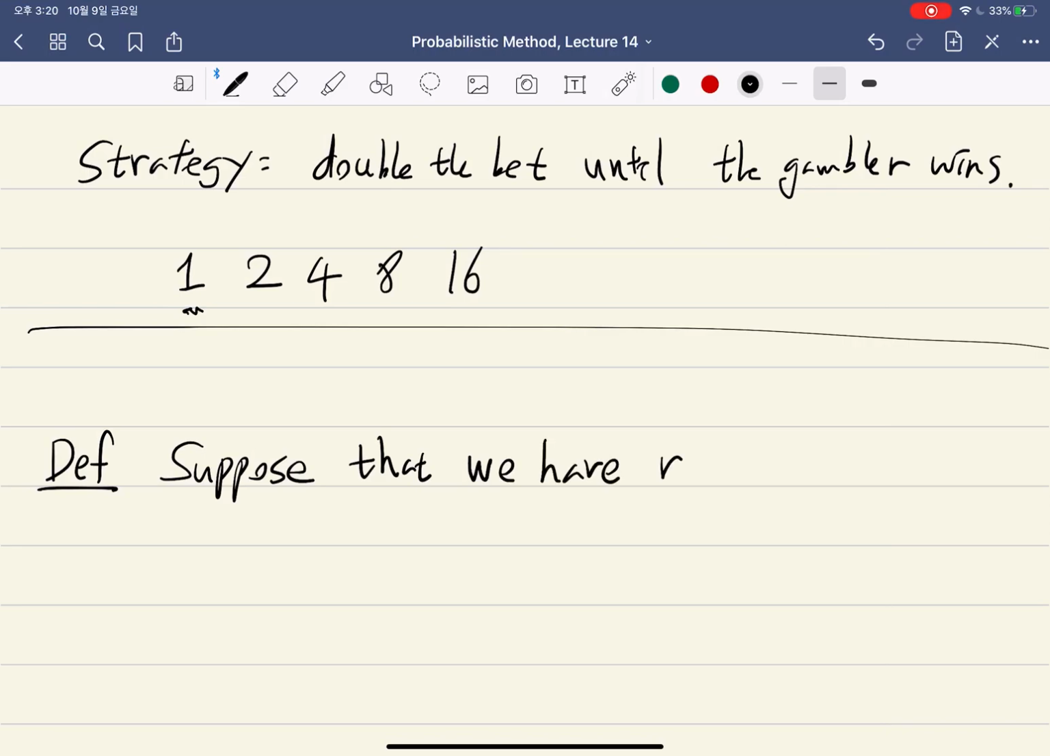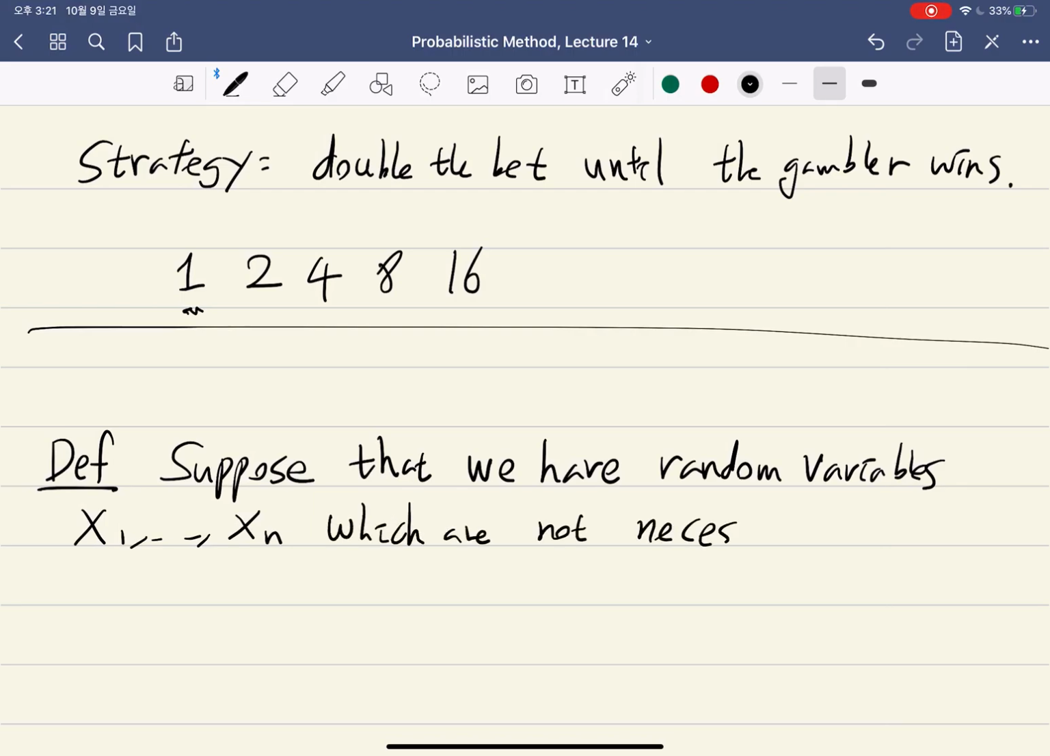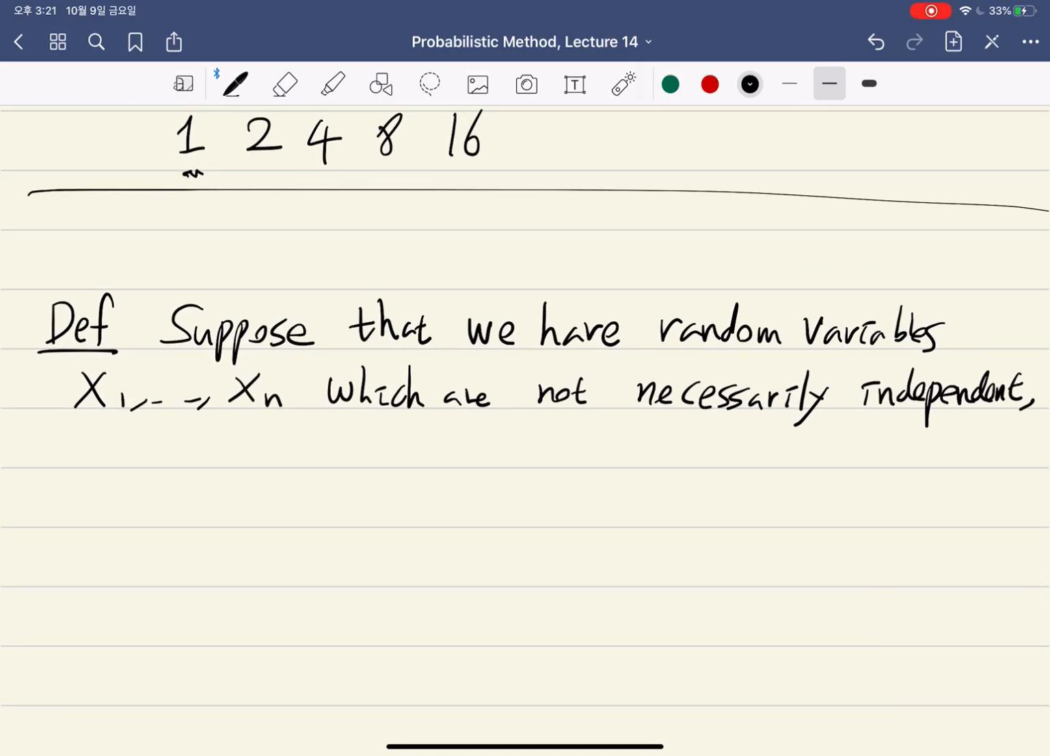Suppose that there are random variables x1 to xn, which are not necessarily independent. So those can depend on each other, it doesn't matter. And if you consider each xi, then it has a value in Vi. So Vi could be an arbitrary set. So random variables having values which are not necessarily real numbers.